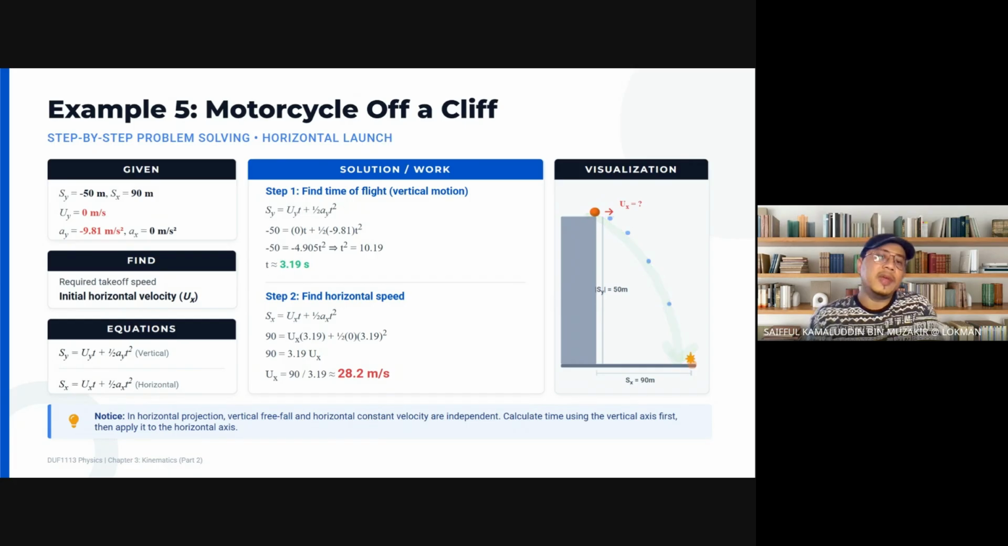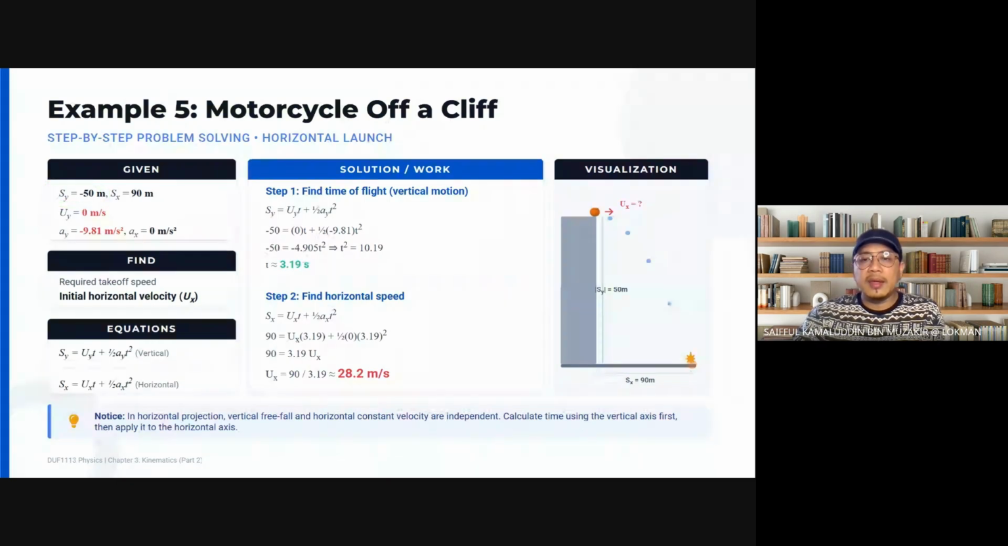Alright, so if we have this kind of situation, look again. The depth of the cliff has been given. Here, the depth of the cliff is 50 meters. That's why this could be denoted as our sy. Sy goes downward. It is negative 50 meters.